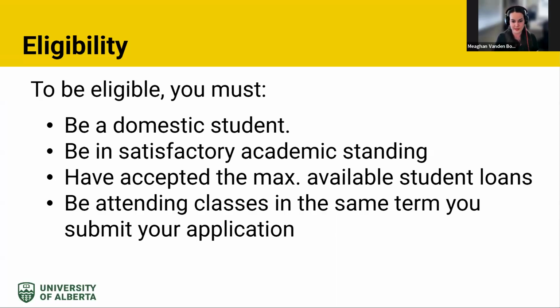You have to have accepted the maximum available student loan funding that you can. That does vary by province. If you have lived most of your life in Alberta, you'll be applying through Alberta Student Aid. But if you are from Manitoba, you would have to accept the maximum amount of funding that Manitoba Student Aid would give you, and so on. So that is a requirement for the bursary funding. If you are not accessing student loans, or you are not eligible for student loans, you will not be eligible for the bursary.